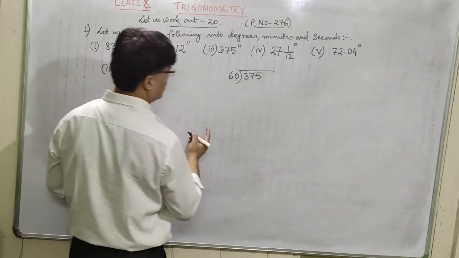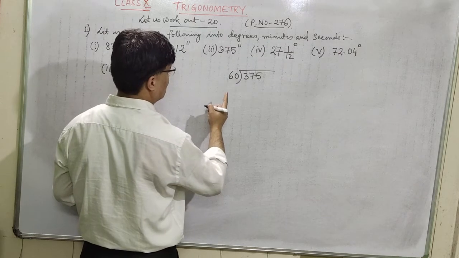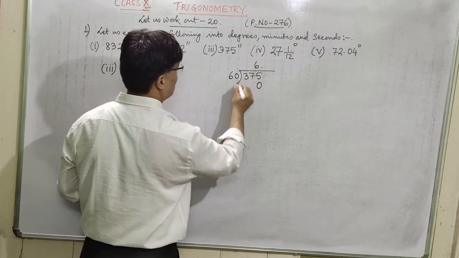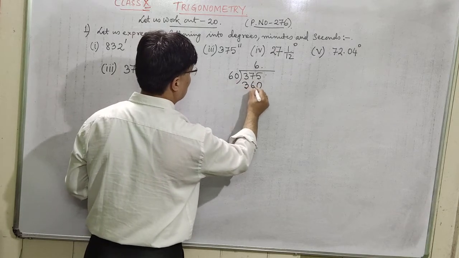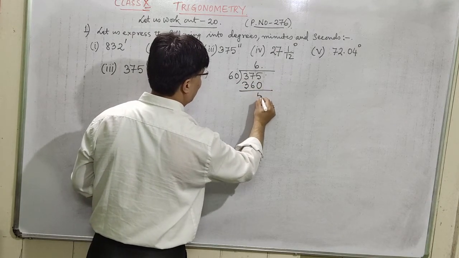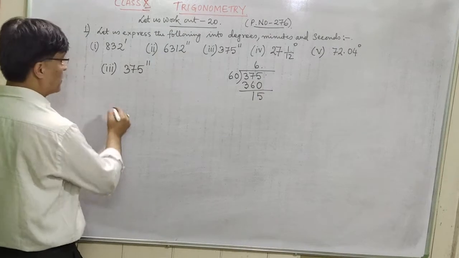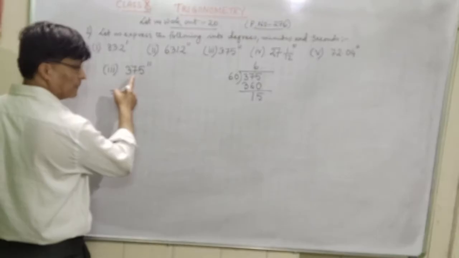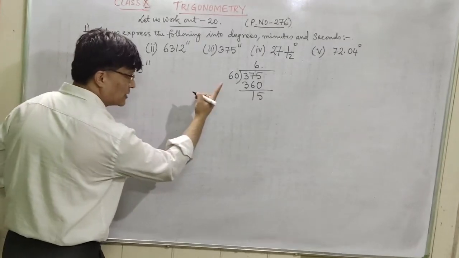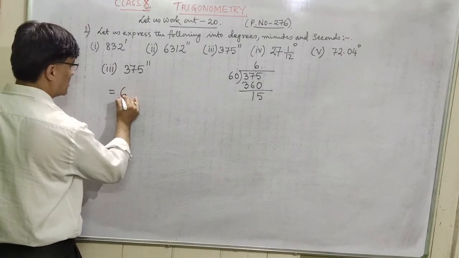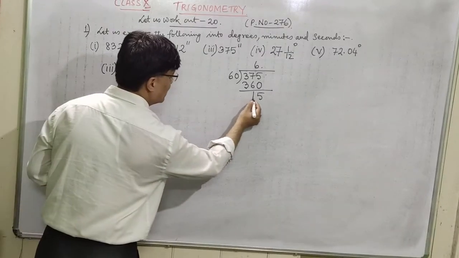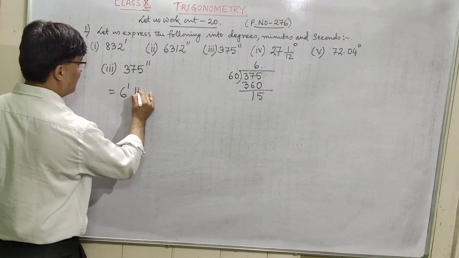So it goes 6 times. 6 sixes are 36, 6 7s are 42. 6 zeros are 0, 6 6s are 36. So here what is the remainder? 15. If it is divided by 60, it will be converted into minutes, that is 6 minutes. This quotient will be the minutes and this remainder will be the seconds, that is 15 seconds.